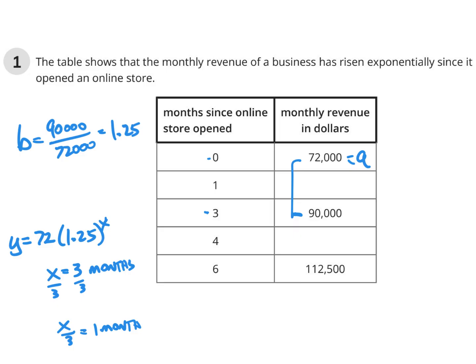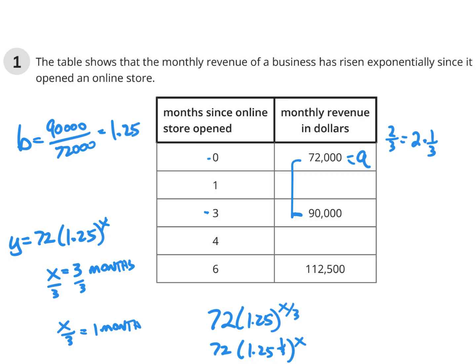Now, here is what I'm going to put into Y equals: 72, 1.25 to the X over 3. Or what I could do is put 72 times 1.25 to the 1/3, and that will give me X for 1 month. So when we have numbers multiplied like 2 over 3, we could separate the top from the bottom like that, because when we multiply fractions, tops multiply tops and bottoms multiply bottoms. So either one of the equations will work.